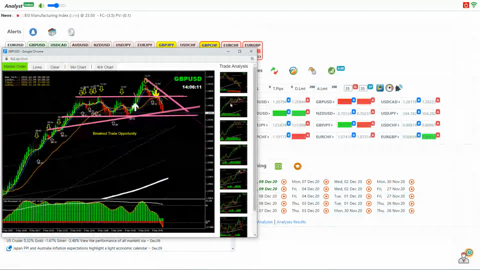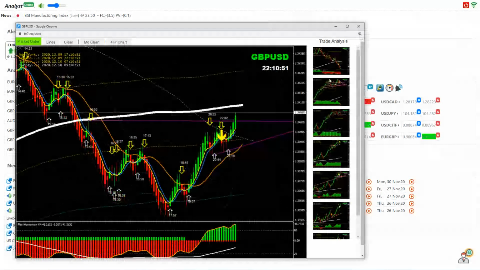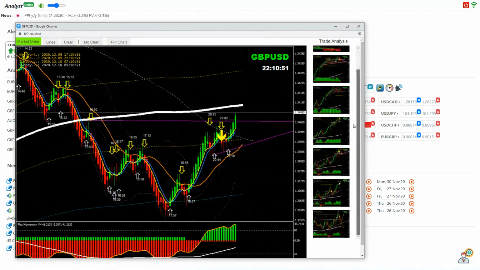You can see this is the analysis. Let me zoom in now. This is the analysis we did, and afterwards we announced all these pullback short trades through live ID commentary, and we explained to traders that as long as the momentum is bearish, we should be taking all short trades. So you can see the whole journey of pound dollar.